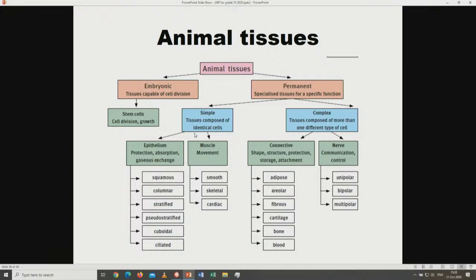In simple tissues, we have ones that are important in movement, or muscles. We have smooth muscle, skeletal muscle, and cardiac muscle. It also includes the epithelium, which is important in protection, absorption, and gaseous exchange. We have the squamous epithelium tissue, columnar epithelium tissue, stratified epithelium tissue, pseudostratified epithelium tissue, cuboidal and ciliated epithelium tissues.